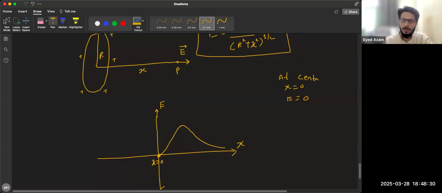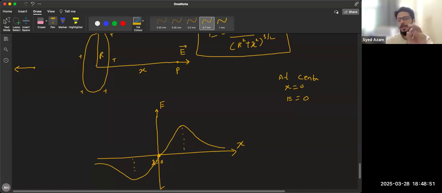At center, it's 0. Similarly here, if you want to get the value of field, the direction will be to the left. Left means your field is negative. We are plotting field on the y-axis. Field is negative means we'll plot it along negative y-axis. So here also. Now these are the points at which field is maximum.